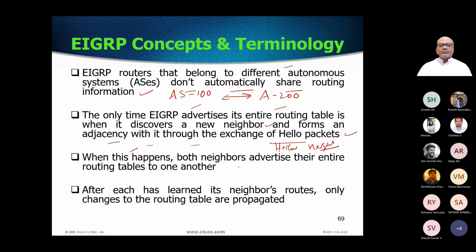When this happens, both neighbors advertise their entire routing table to one another. Once they have built up the neighborship, they exchange their routing updates. After each learning of the neighbor's routes, only changes are propagated.